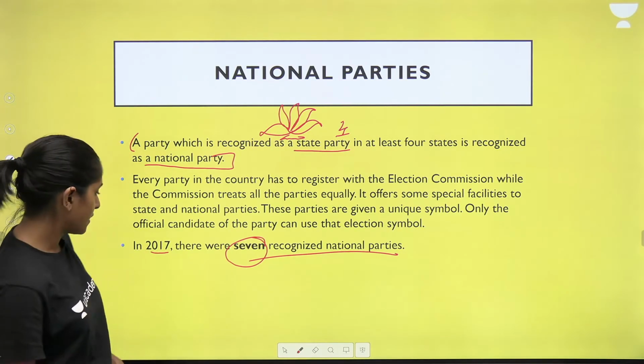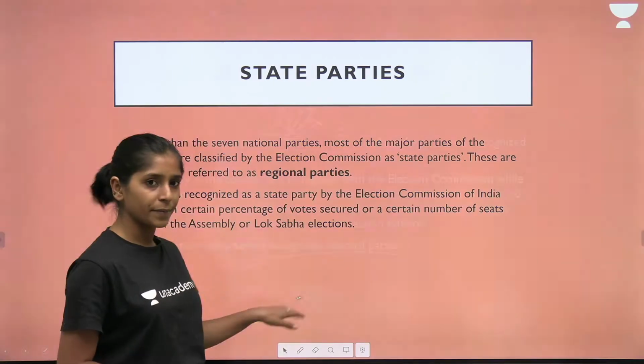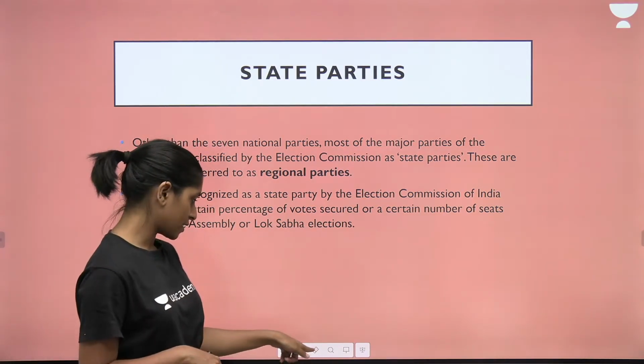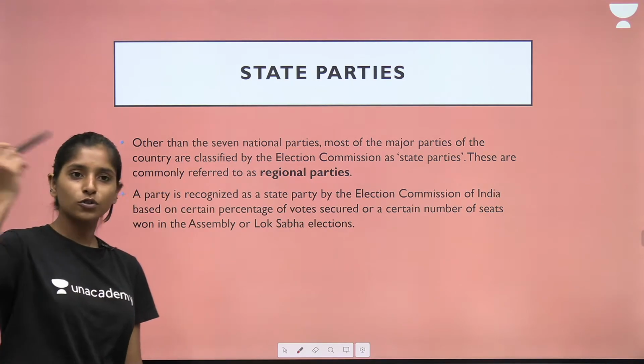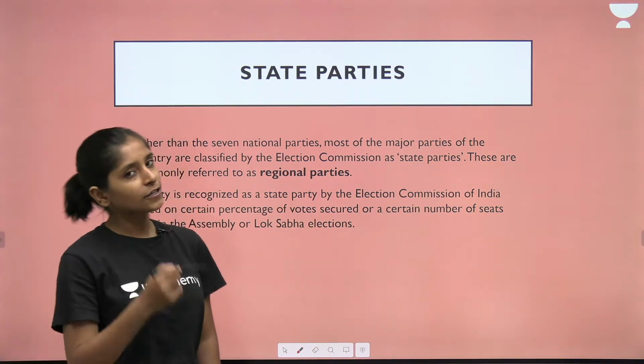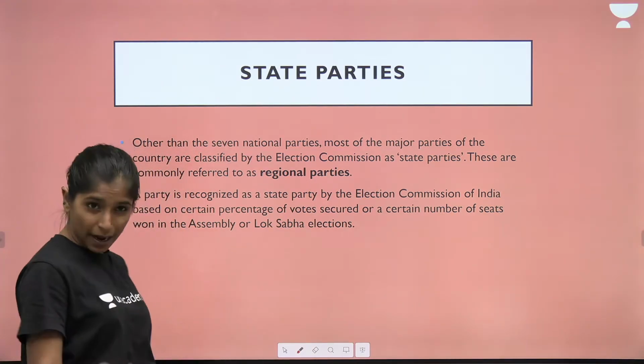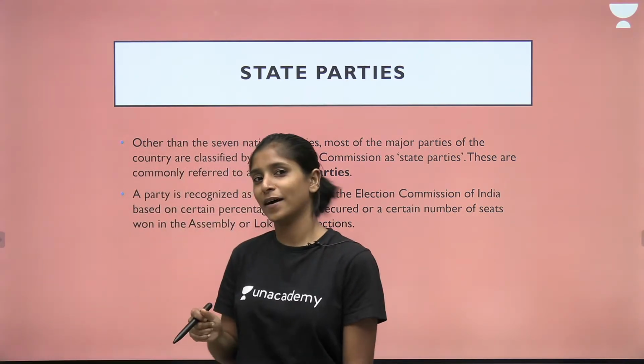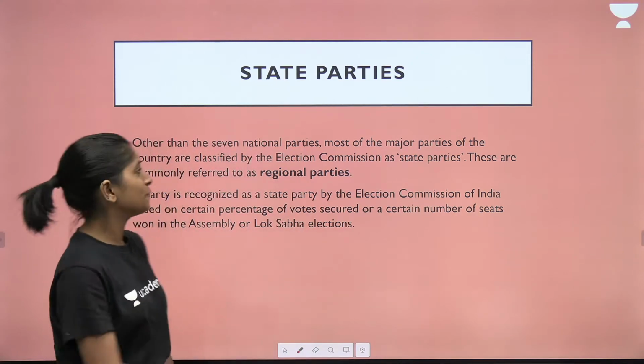2017 तक 7 recognized national parties हुआ करती थी, अभी भी हैं, ठीक है? So I'll be telling you the criteria after this, after explaining the state party. Now वो तो था national parties के बारे में. If I talk about state parties, how do you become a state party? Now the same Shweta party wants to become a state party. How is it going to do that?